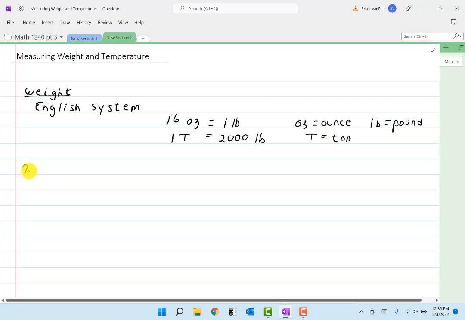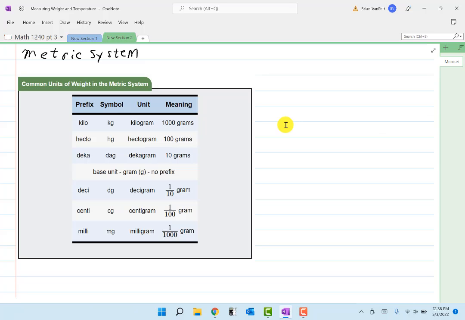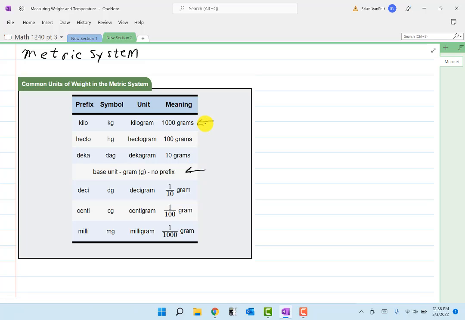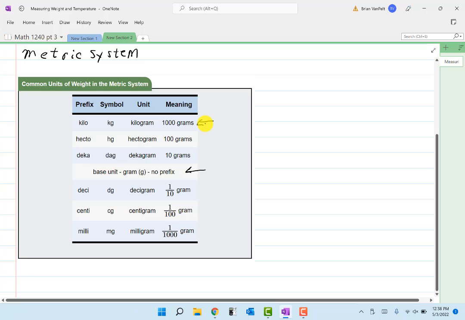For the metric system, here we have the common units for the metric system of weight. Probably the ones that they use most often are grams and kilograms. I know that they use milligrams because we use them for dosages, so I guess there's 3 really important ones. And then we have conversions between the English and metric.